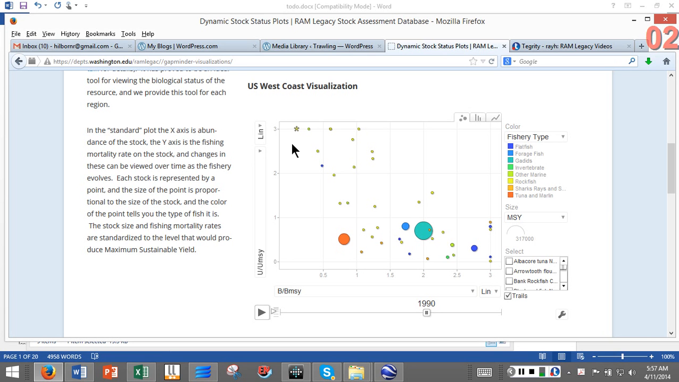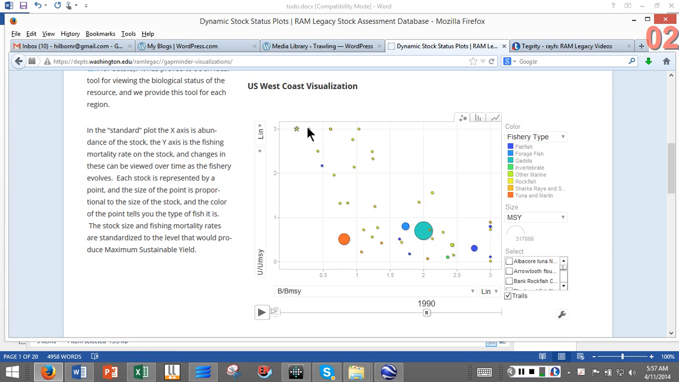In the upper left-hand part of the graph, we see three stocks that are being fished very hard, at least 3 times harder than would produce maximum sustained yield. They are cowcod in Southern California, canary rockfish, and lingcod in Southern California. As I say, they're pinned to the axis, so this is a value of 3. There are at least 3 or possibly higher.